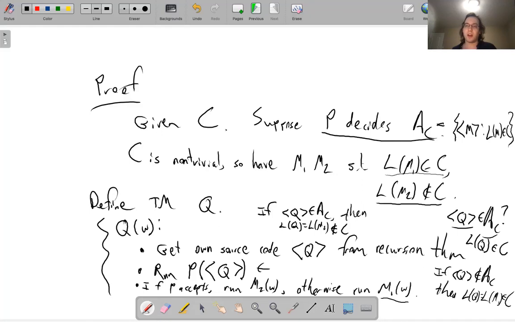Also, we're excluding trivial questions like, is the language of this machine the language of some machine? Of course the answer is yes. So we're excluding trivial questions. But up to these caveats, this is a very powerful theorem that can tell you that many things are undecidable in a very general way.